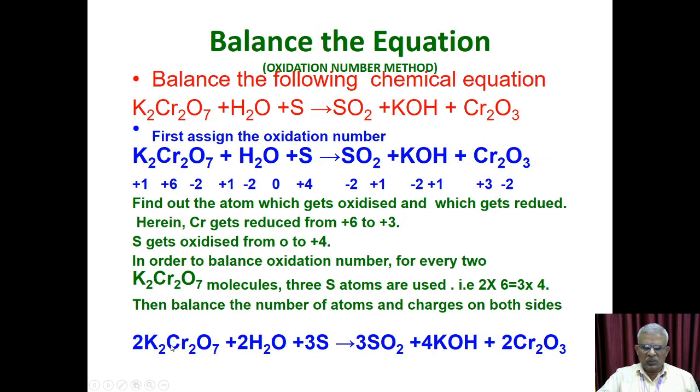In this equation, the number of potassium atoms is 4 on the left hand side and 4 on the right hand side. Chromium, 4 chromium atoms are there here, and here also 4 chromium atoms are there. 3 sulfur atoms are there, and on the right hand side 3 sulfur atoms are also there, right? So how many oxygen atoms? 14 plus 2, so 16.